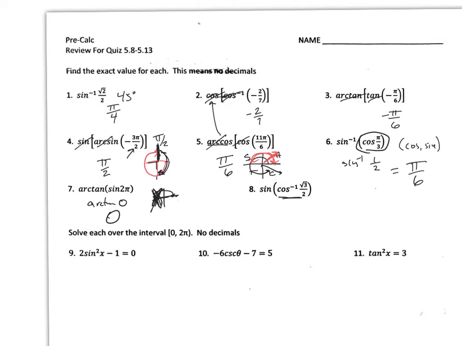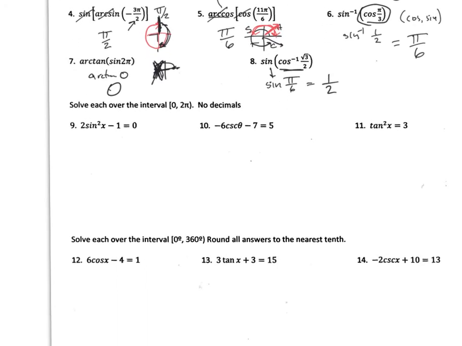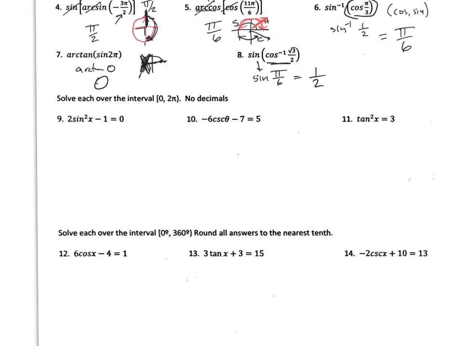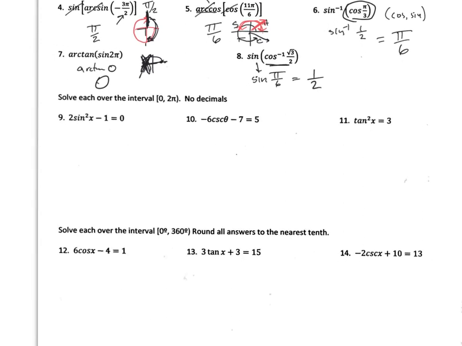This question, again, we start here. What angle has a cosine of radical 3 over 2? Well, that's pi over 6. And then you just bring that word down. So what is the sine of pi over 6? 1/2. You'll need the unit circle to answer these questions as well. And I will give you one when you come in for the quiz.